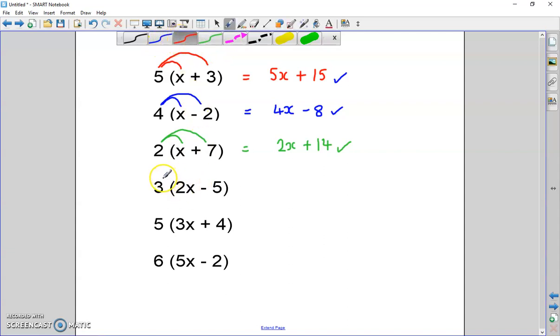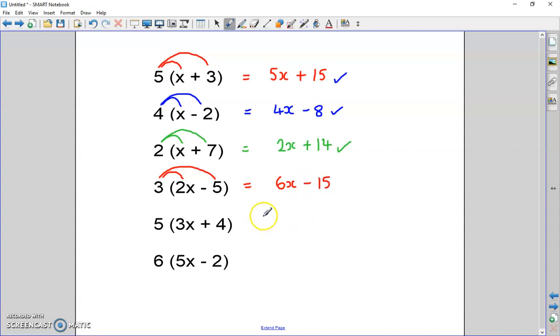Now the next ones have got a number inside the bracket as well, but it doesn't really make any difference. Look, 3 lots of 2x. It's like 3 times 2x. Well, 3 times 2 is 6, so 6x. 3 times minus 5. It's not as hard as you'd think. Do your minus 5 times table. Minus 5, minus 10, minus 15.